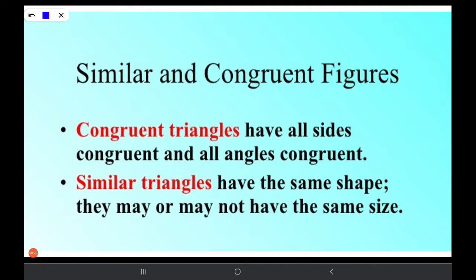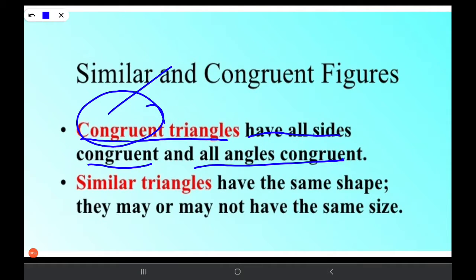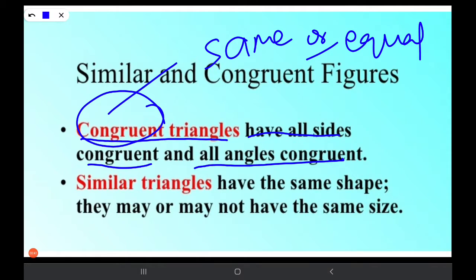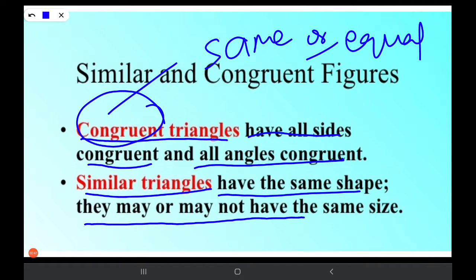So see, congruent triangles have all sides congruent and all angles congruent. So congruent means same or equal. Okay, so similar triangles have the same shape, they may or may not have the same size.